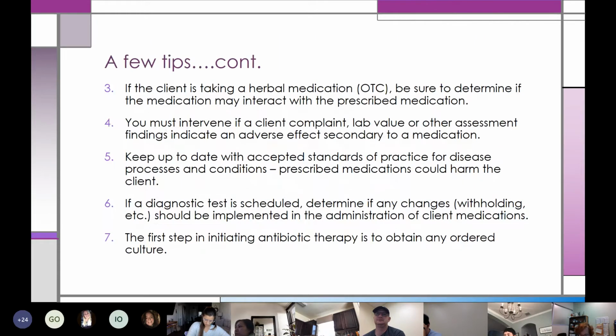Okay. Make sure you're familiar with what herbal medications they're taking, because of the interactions of some, and you've probably learned some of those, right? If a patient complains or they have a lab value or other assessment finding that indicates that there's an adverse effect secondary to a medication, we must intervene. We have to do something. Usually it's some action that the nurse can take.